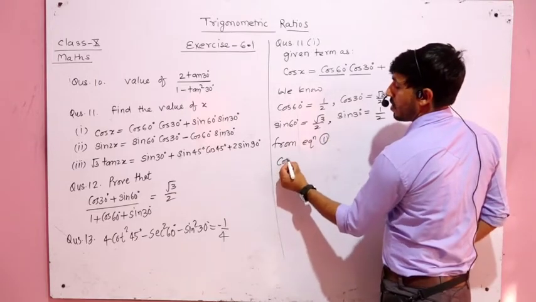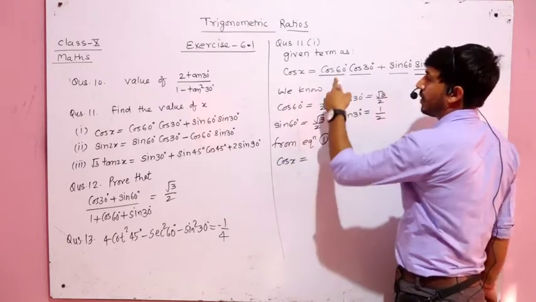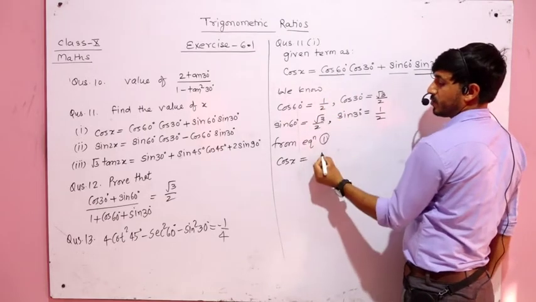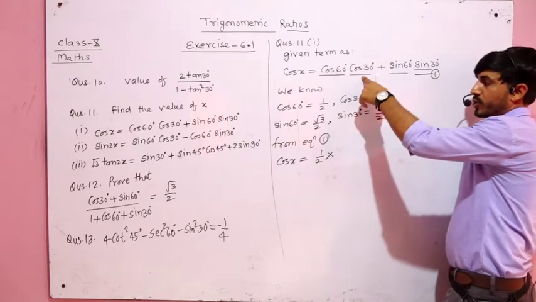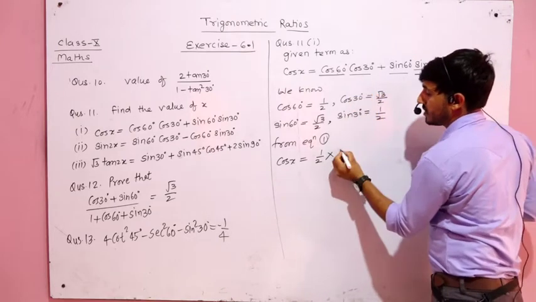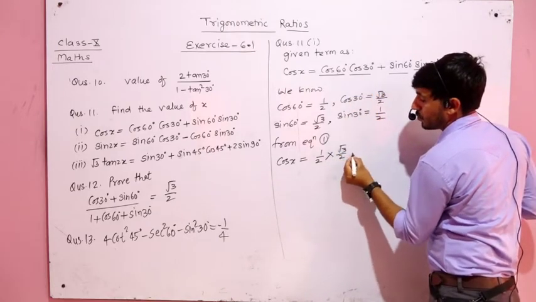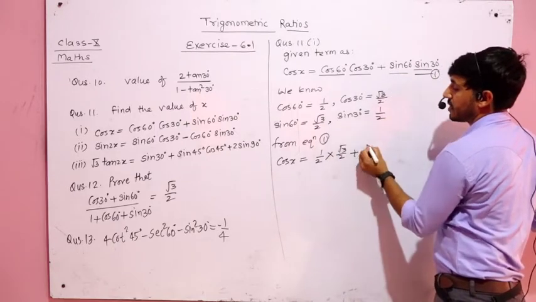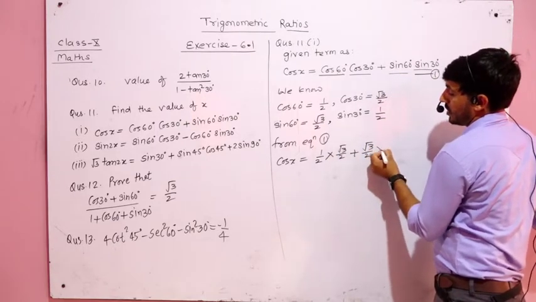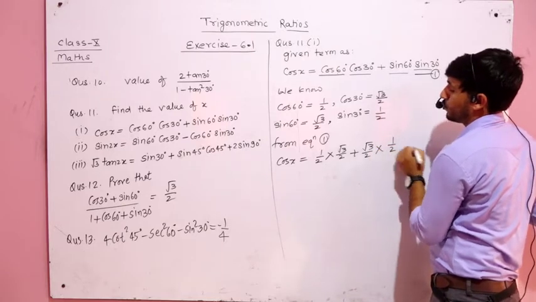We have cos x is equal to, what is the value of cos 60? That is 1 by 2. Then 1 by 2 is multiplied by cos 30 degree, that is root 3 by 2. Plus, in the next step, the value of sin 60 degree, that is root 3 by 2, and that is multiplied by 1 by 2.